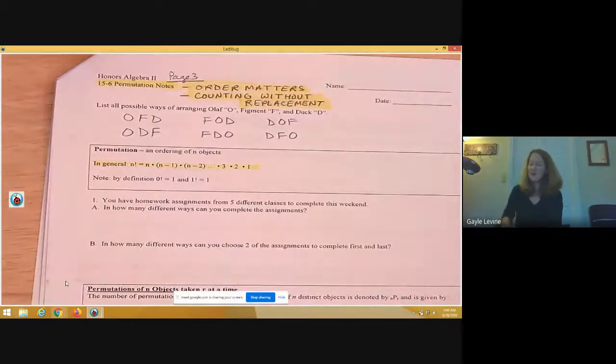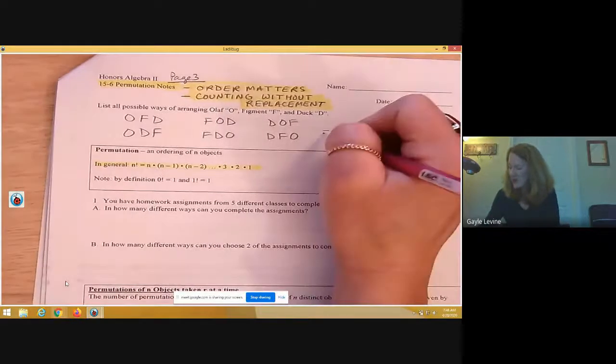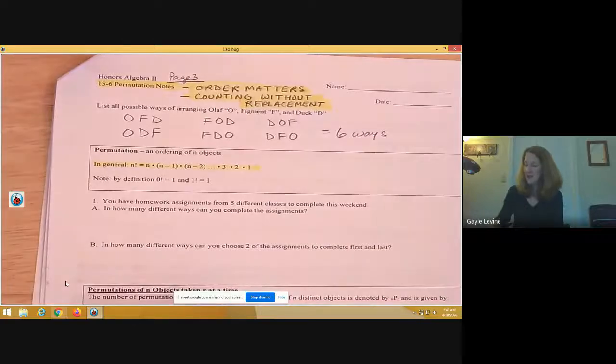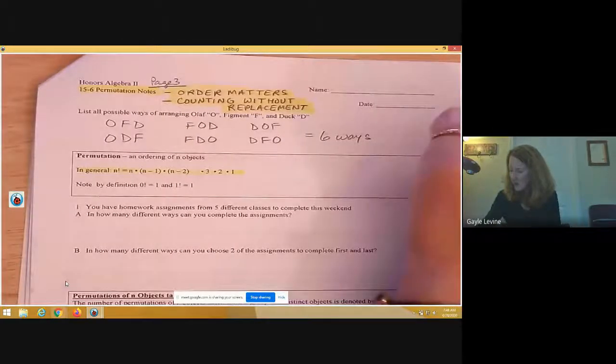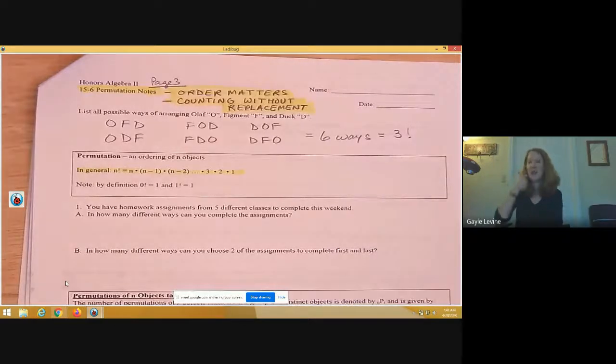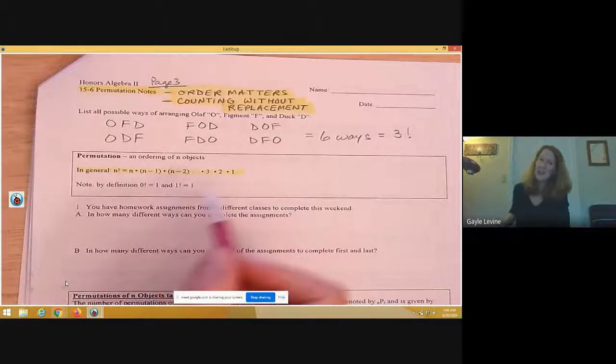Now, my question to you is, do any of you know how we could write those 6 ways a different way? The answer is we have something in math called factorial. So this is 3 factorial ways to line up our 3 stuffed animals. So this is a permutation. A permutation is an ordering of n objects. I went ahead and highlighted that already.